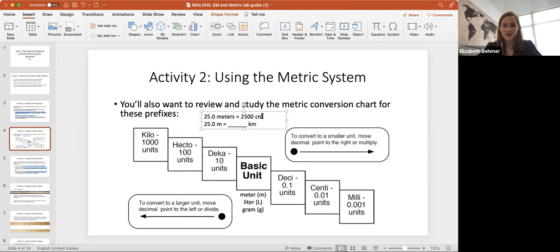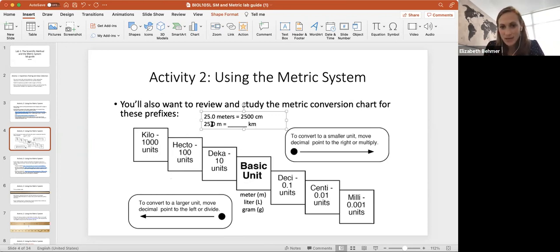Kilometers is a lot bigger. So to convert to a larger unit, we move the decimal place to the left. And how many boxes, if we start at a meter, our base unit, and we go 1, 2, 3, that's 3 boxes over. So we have to move the decimal place 3 places to the left.